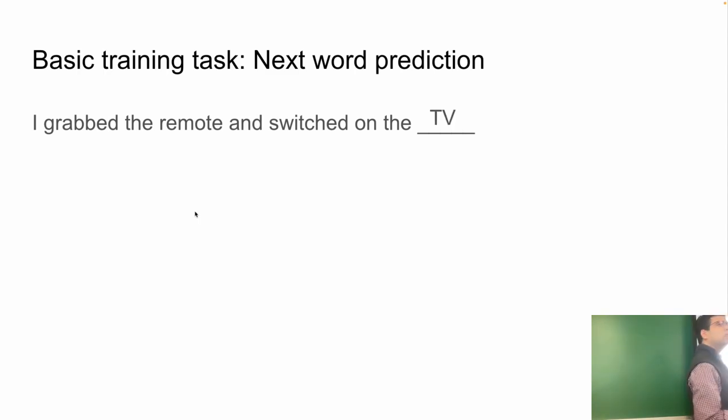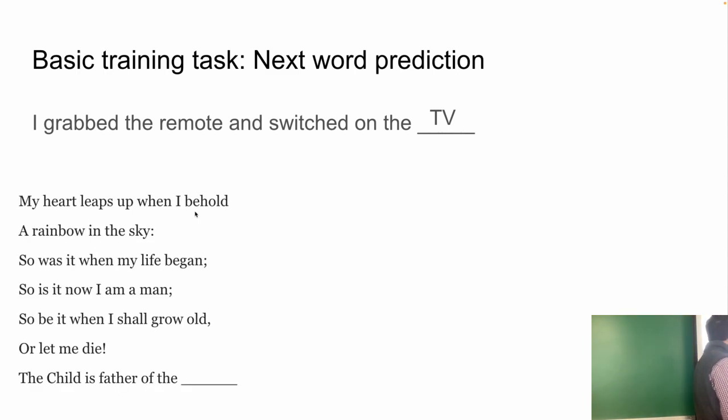Okay, so this is an intuitive thing, right? Anybody would be able to do that. Why do you need a large language model to do that? One of the very important things about these language models is, one, they understand the language. They would be able to see that when the sentence is "I grabbed the remote and switched on the", it understands what this means, and then it comes up with TV.